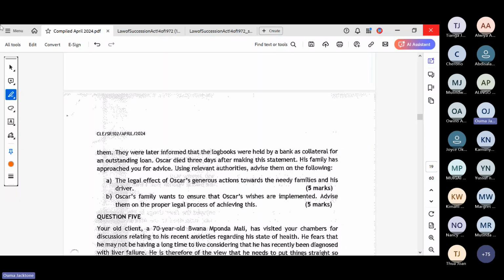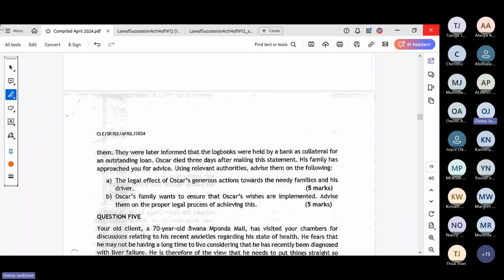Now, in the instance where they want to pay, then of course that is the question of first repaying the debt, and then after repaying the debt, they discharge the property and then give the driver his share. Now, in this instance, the first thing that they will have to do is pay the debt from the deceased person's estate, and then apply for the discharge of the logbooks. Once they apply for the discharge, the logbooks will be discharged. That is a right payment, and then the same will be given to Oscar.